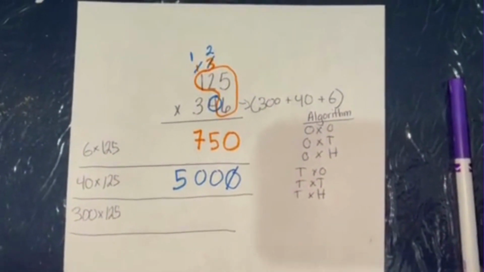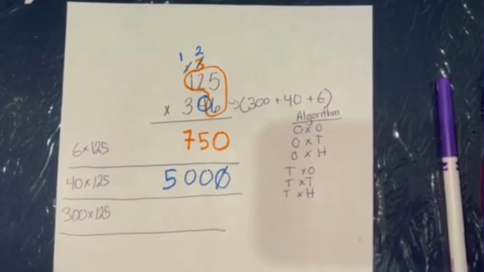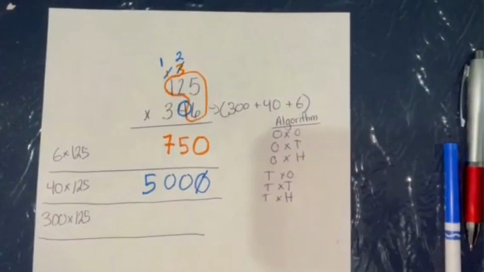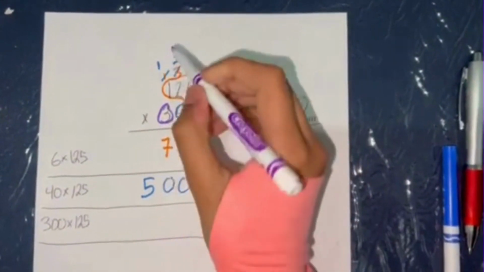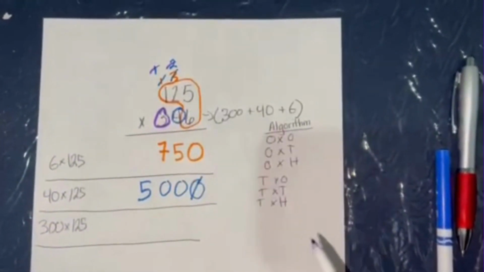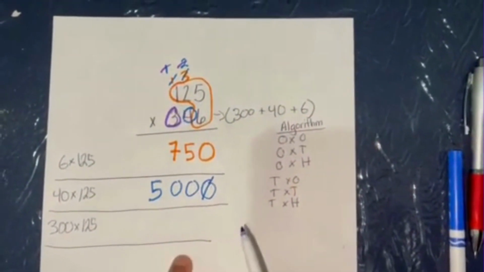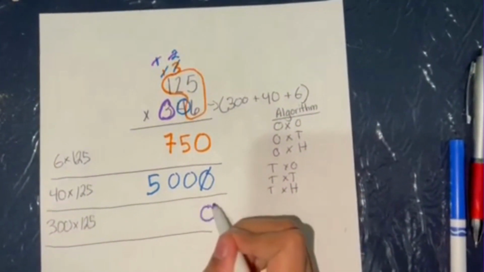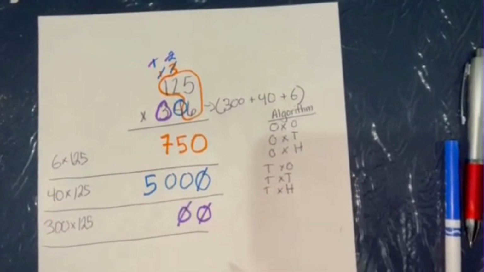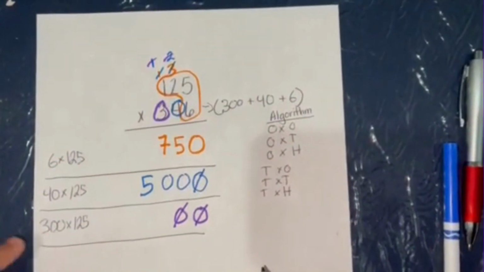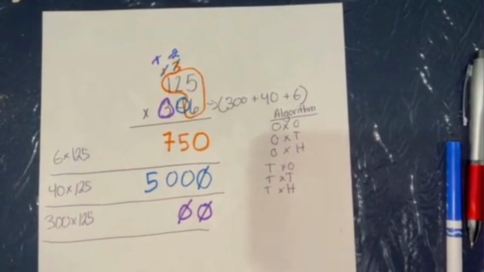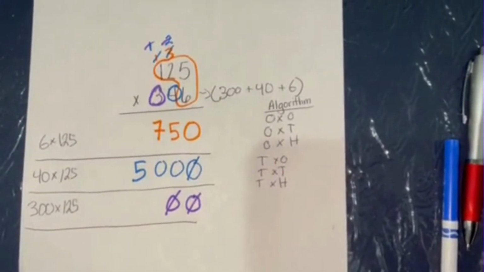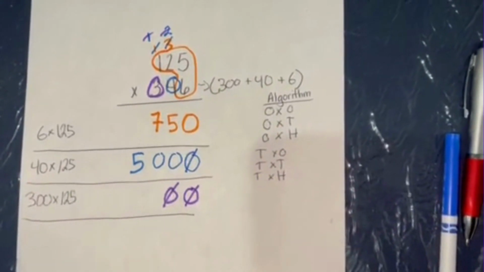Now, we're still not done. We still have to multiply by 300. Make sure you get rid of any placeholders. Now, in this one, we're actually going to have 2 placeholders instead of 1, because when you multiply any digit times 100 or any multiple of 100, the tens place and the ones place will always be 0.